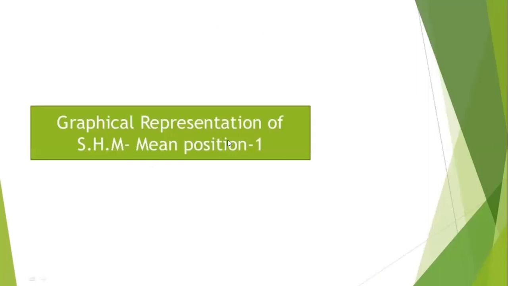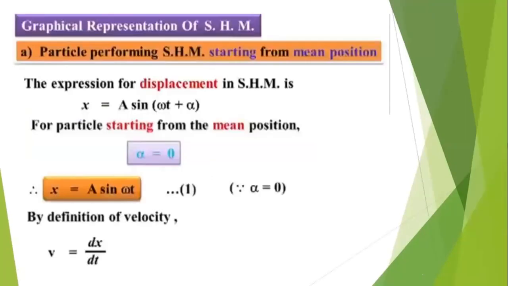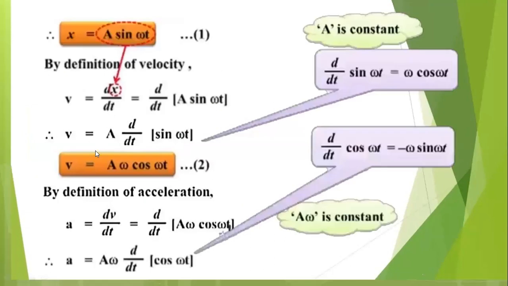There are two cases: when the motion starts from the mean position, and when the motion starts from the extreme position. At the mean position, alpha is equal to 0. At the extreme position, alpha is equal to pi by 2. So at mean position, alpha is equal to 0, so we get x is equal to a sine of omega t. Differentiate it. Velocity v is equal to a omega cos of omega t.